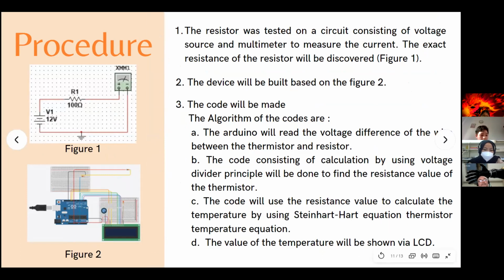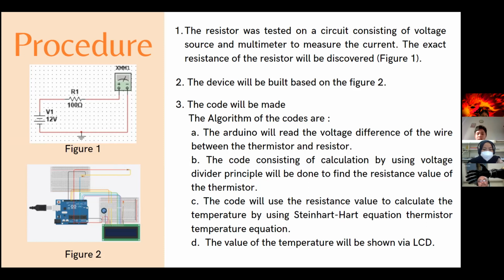For figure number 2, this is actually a thermistor, but in Tinkercad, we don't have a thermistor. So just use a resistor as the thermistor. And then the code will be made. The algorithm of the code is: A. The Arduino will get the voltage difference of the wire between the thermistor and resistor as an analog input.